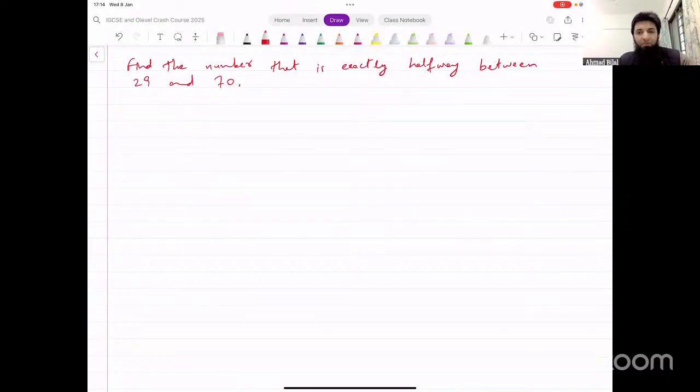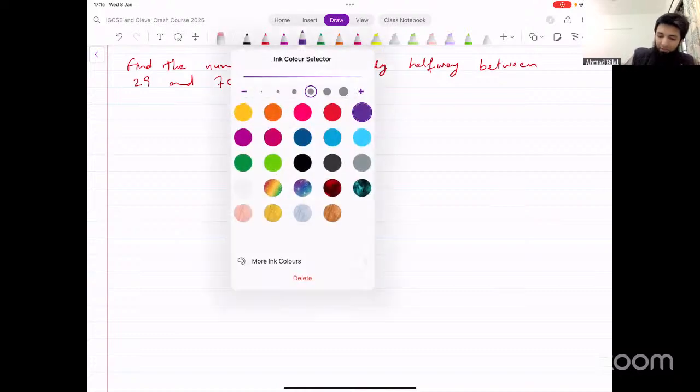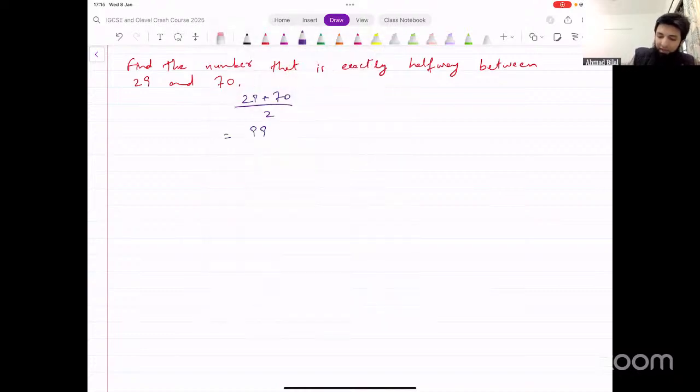We are looking for the midpoint of 29 and 70, the middle value for 29 and 70. Whenever you have to find a number that is halfway between two given numbers, you find the average. How do you find average? Add the two numbers, 29 plus 70, and then divide by 2. And that will give you the number that's halfway between these two numbers. What's 29 plus 70? That is 99. So you have 99 over 2.